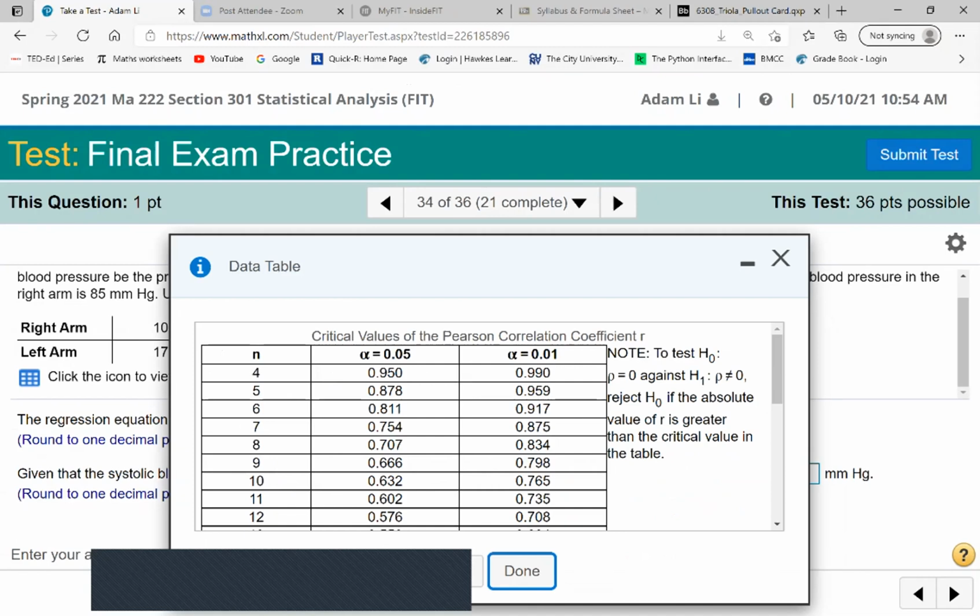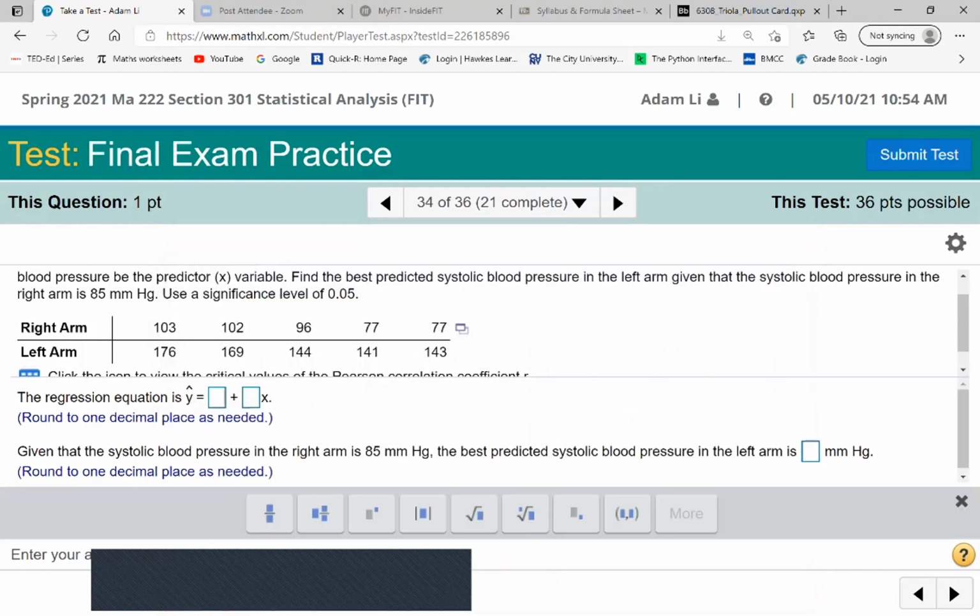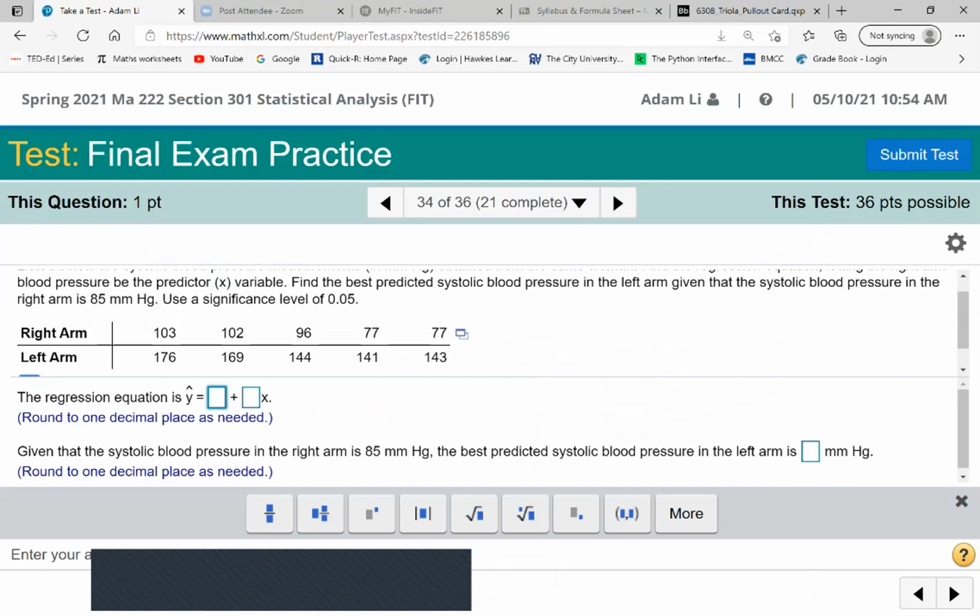It's less than, yeah. So we fail to reject H0. So there's no correlation. That means we cannot use the model to make a prediction about the population parameter.